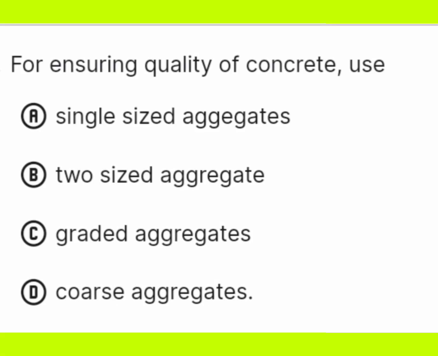Next question, for ensuring quality of concrete, use option A, single sized aggregates; option B, two sized aggregates; option C, graded aggregates; and option D, coarse aggregates. Here the correct answer is option C, graded aggregates. So for ensuring quality of concrete, one should always use graded aggregates.